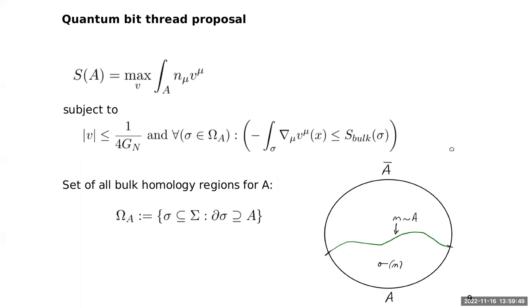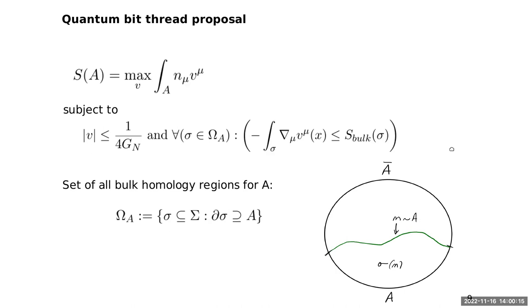Which brings me on to the star of the show, the quantum bit thread proposal. What that is, we're still maximizing the flux of a vector field V through A. So here's a base on the diagram to what I was drawing before. We still have the norm bound, but now we have this modified divergence constraint.